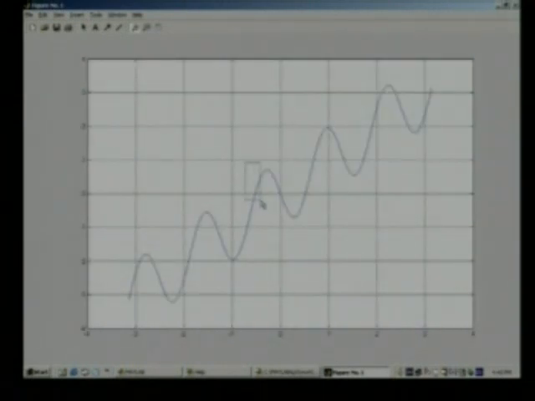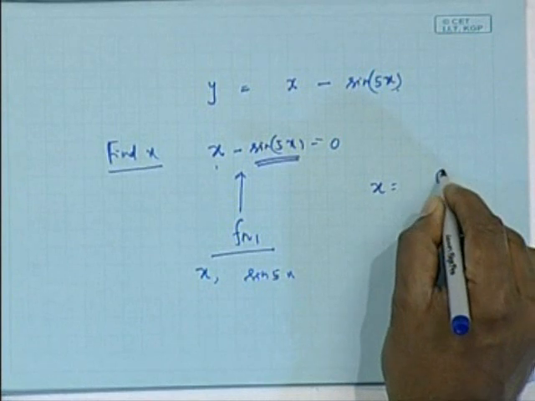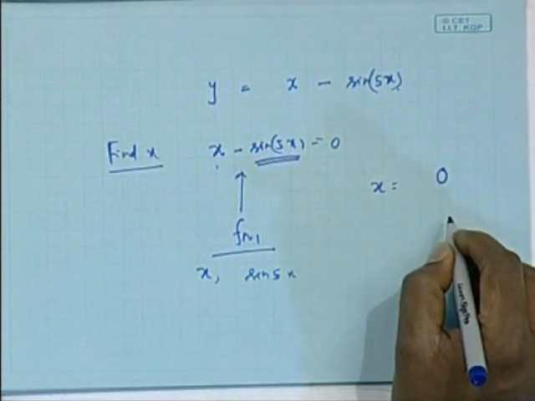So here, that means one point is here. That is, one point is at 0. Obviously at 0 the function is 0. So what are my points? The points where the function is 0: one is x is equal to 0, a solution.